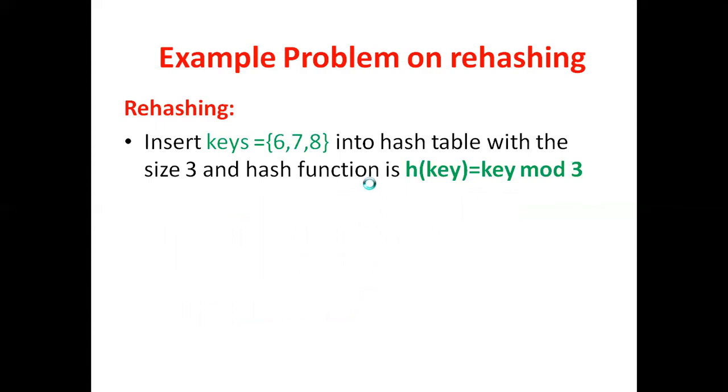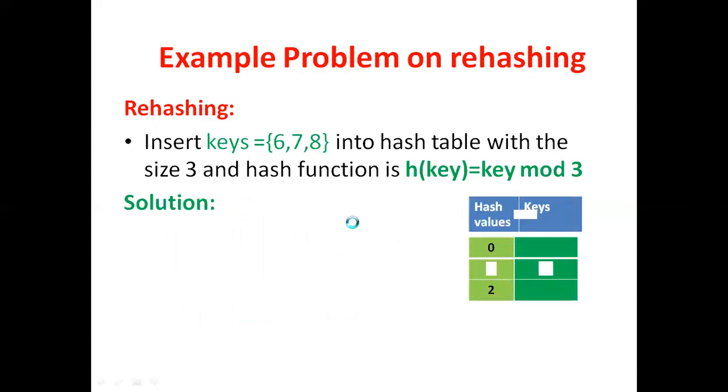Insert the keys 6, 7, 8 into a hash table of size 3, by using the hash function hash of key is equal to key mod 3. So I want to insert 6, 7, 8 into a hash table by using the rehashing technique. So generally, what is the solution?